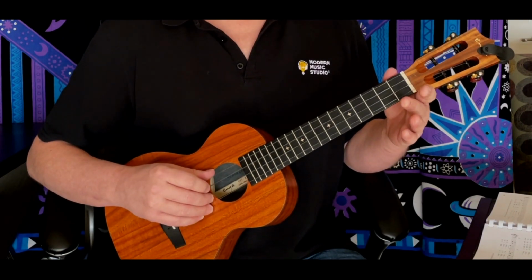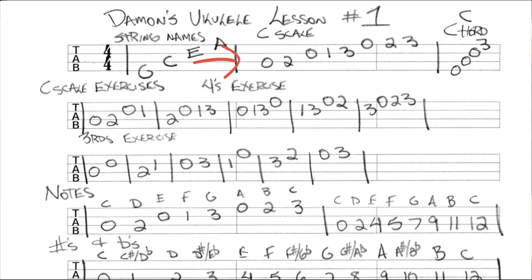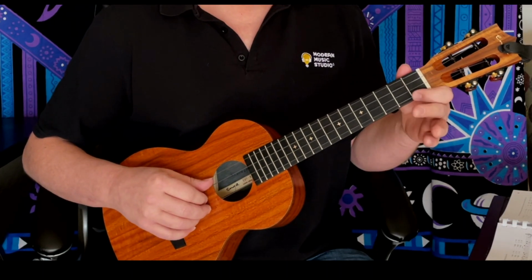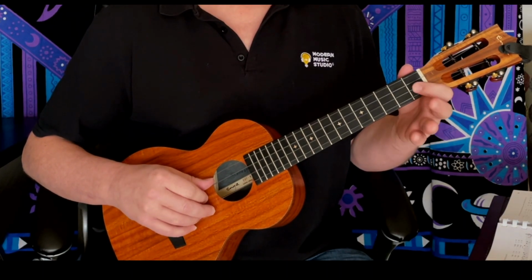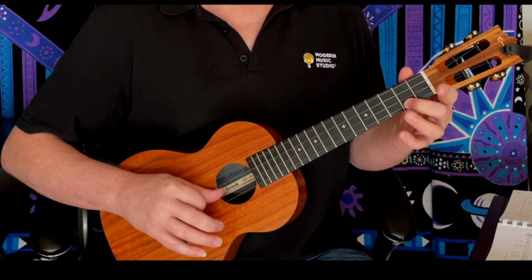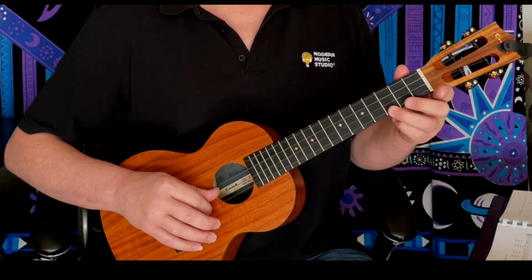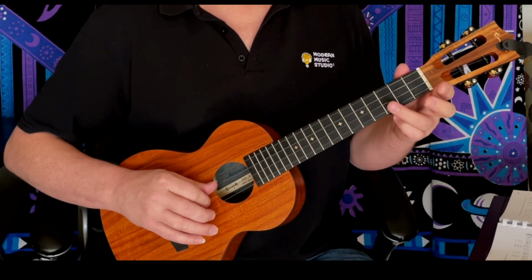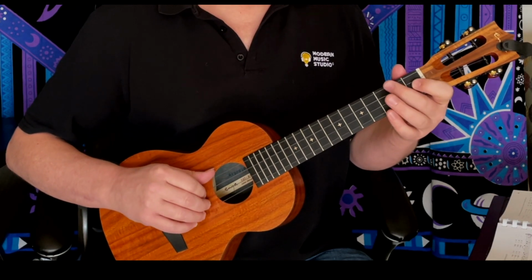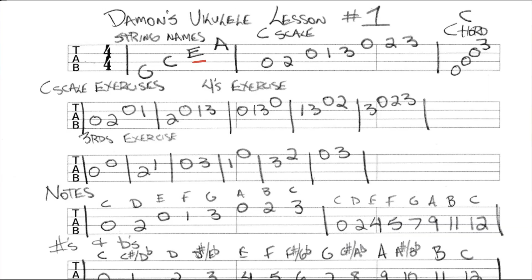So the C string will start the C scale, so we're going to play open on that string, and then 2nd fret, and then we're going to go to the next string and play the open, 1st fret, 3rd fret, then the next string, open, 2nd fret, 3rd fret. Okay? Okay, so let's play that together. 1, 2, 3, 4.